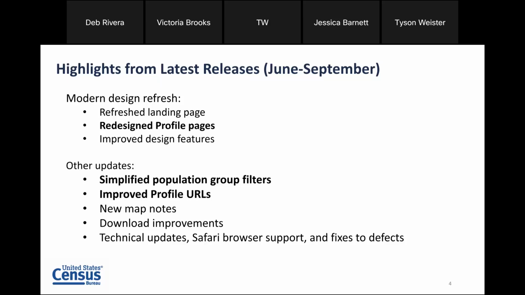In addition to the modern design refresh, we've also applied other updates to the site throughout the releases in August and September. So that includes updates for simplified population group filters, improved profile URLs, new map notes, download improvements, and a variety of technical updates that we'll talk about in more detail. I did want to point out here, the items in bold are the examples we're going to show on the live site as well and dig a little bit deeper into.